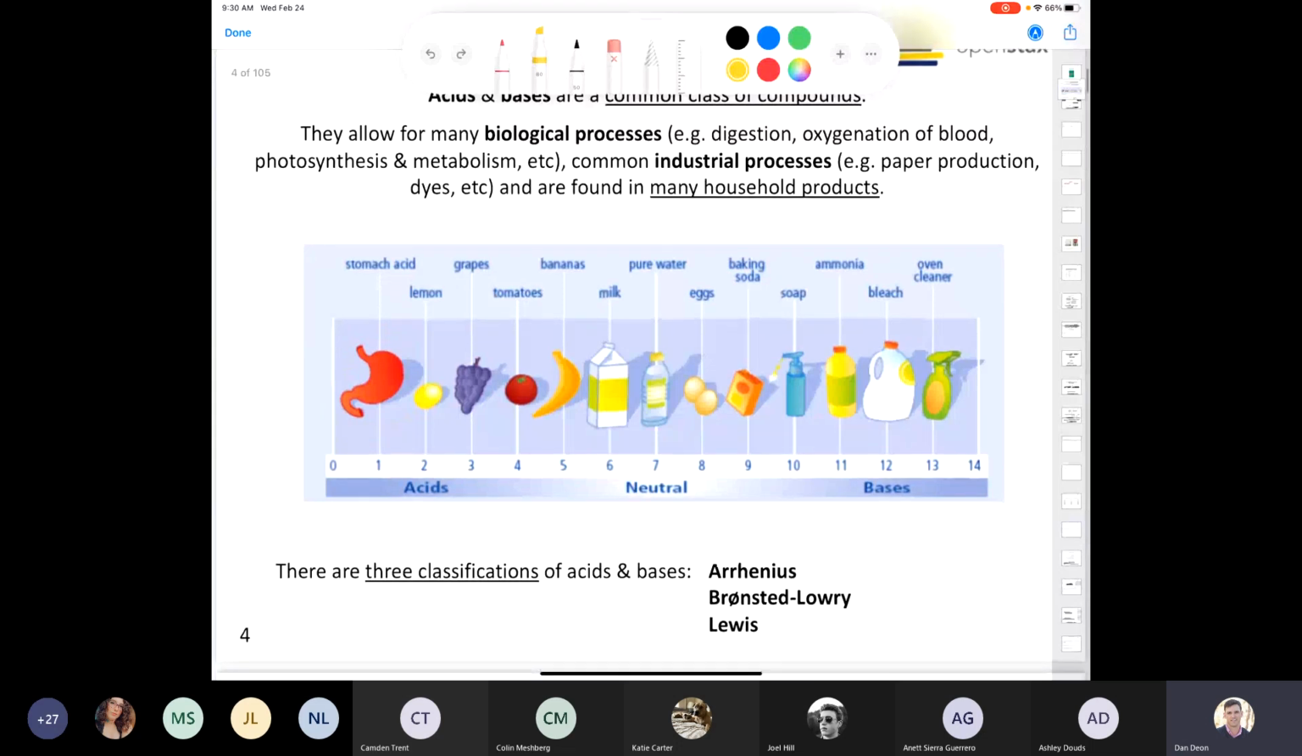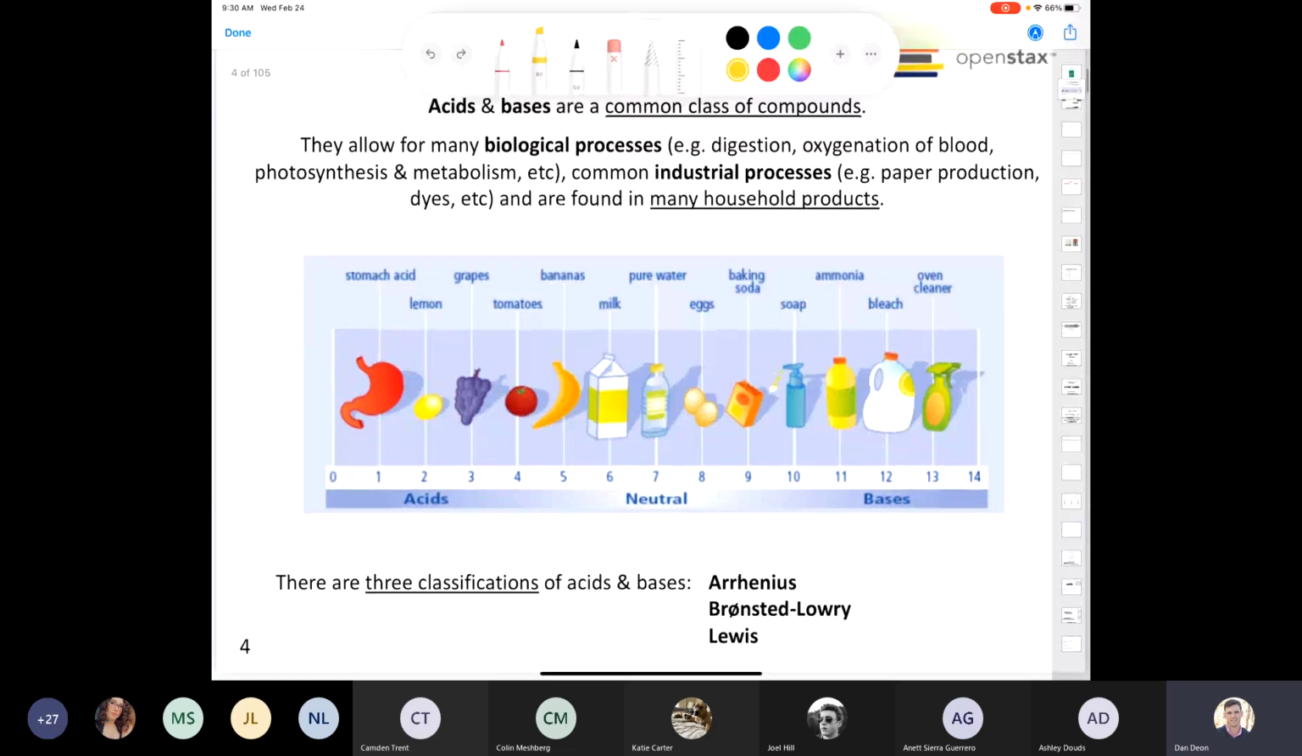And again, as I stated before I started recording this video, today we're going to look at 3 definitions for acids and bases. The Arrhenius definition, then we're going to tackle the Bronsted-Lowry definition, and then we're going to get into the Lewis definition.